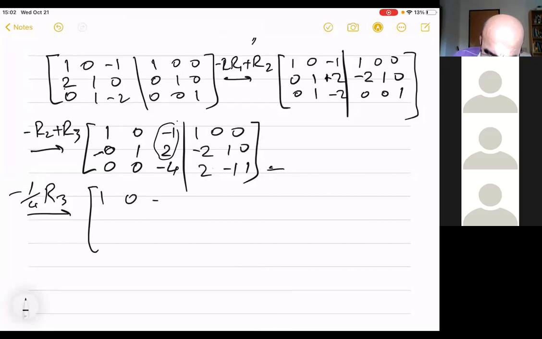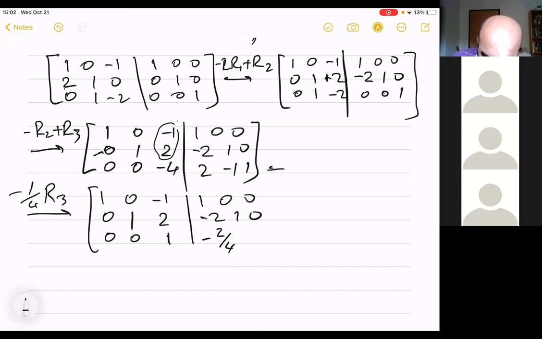0 -1, 1 0 0, 0 0 0 1. Sorry, not 0. 0 1, 0 1 2, -2 1 0. If we divide by -4, this becomes 1. This becomes minus. Let me write like -2/4. It is -1/2, but let me write this way, so that all the denominators are the same. So this is 1/4 -1/4.